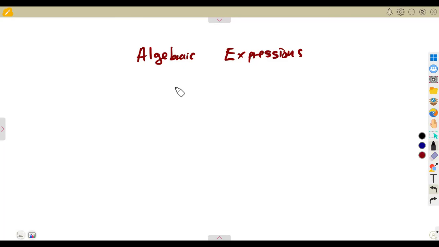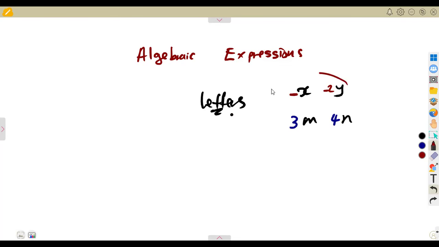So the algebra part is that now we are using letters. There is now a part that consists of letters: x, y, m, n, whatever letter you can think of, together with the numbers. So you'll be having maybe 3m, maybe 4n, maybe minus x, maybe minus 2y. These together combine to give us what we refer to as algebraic expressions.